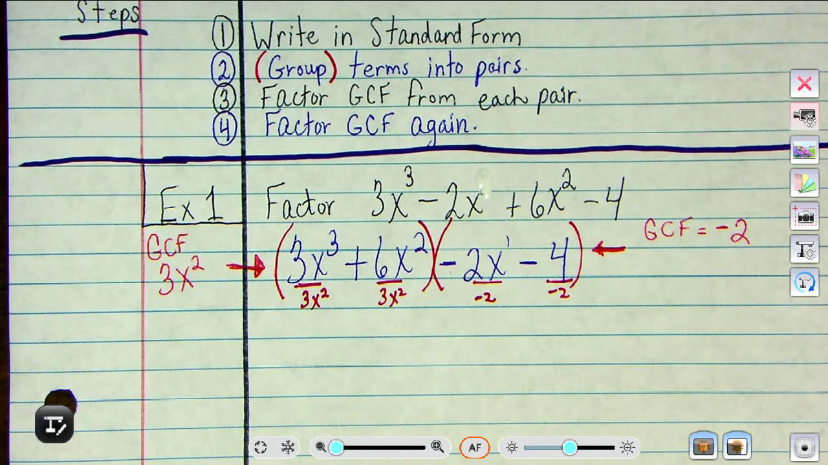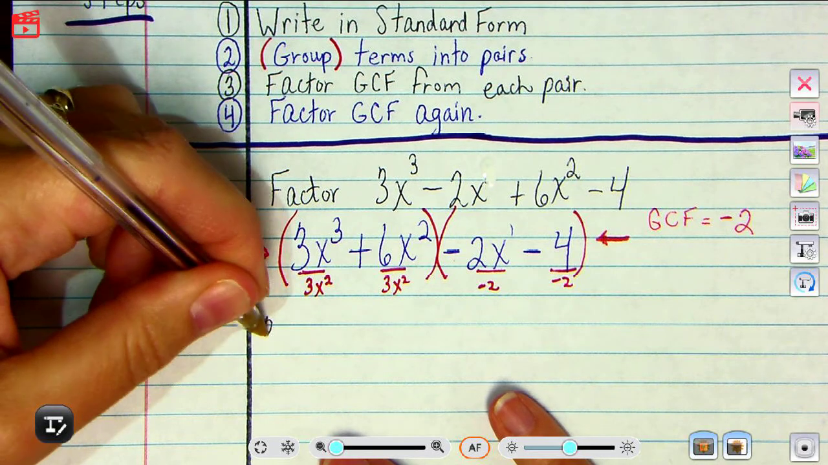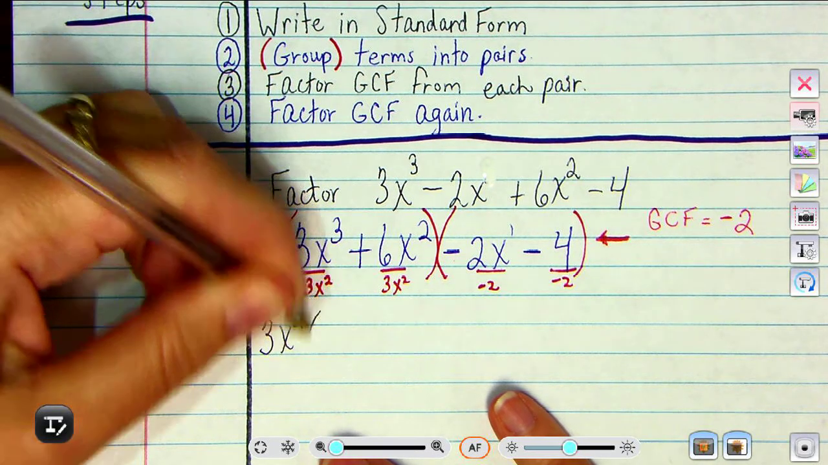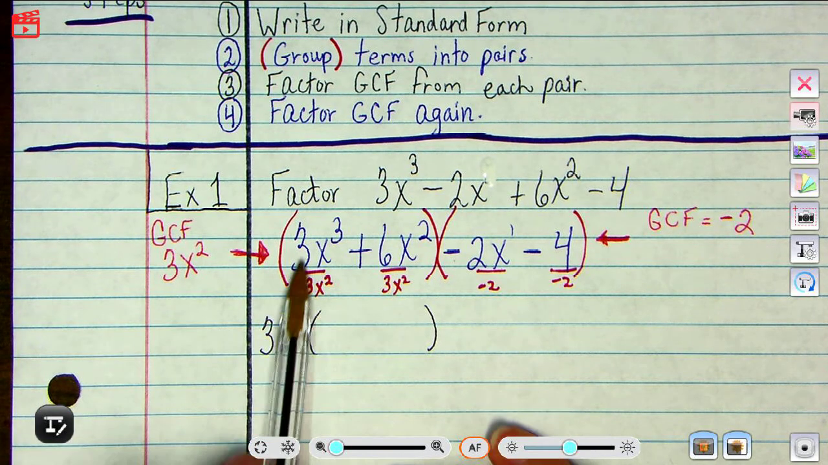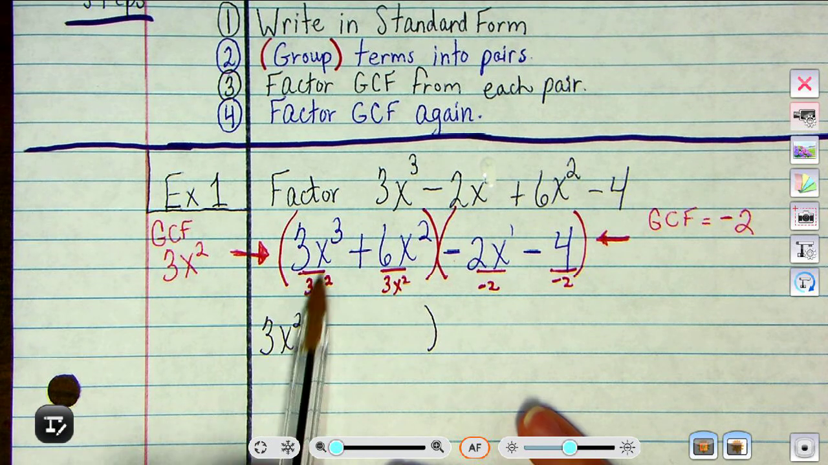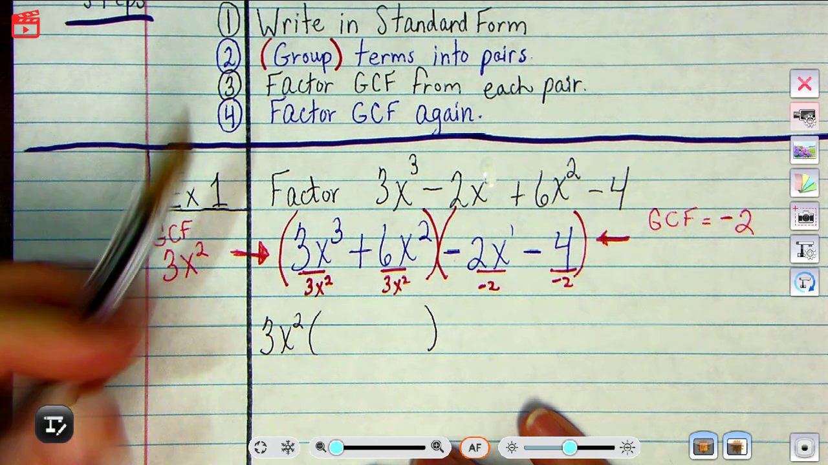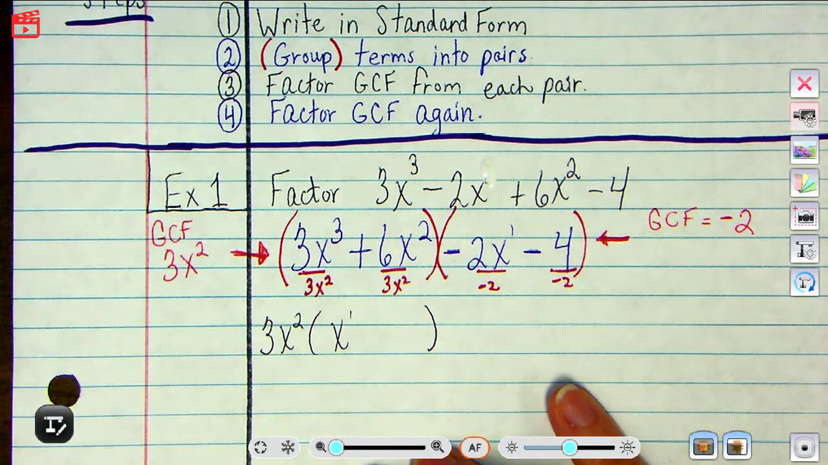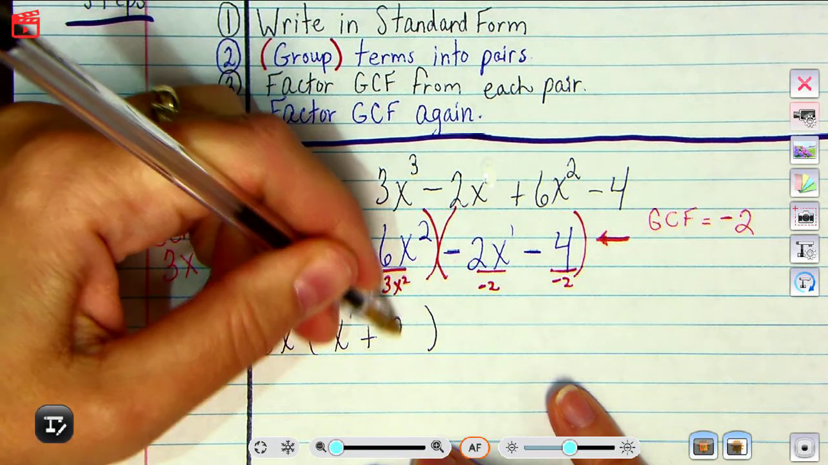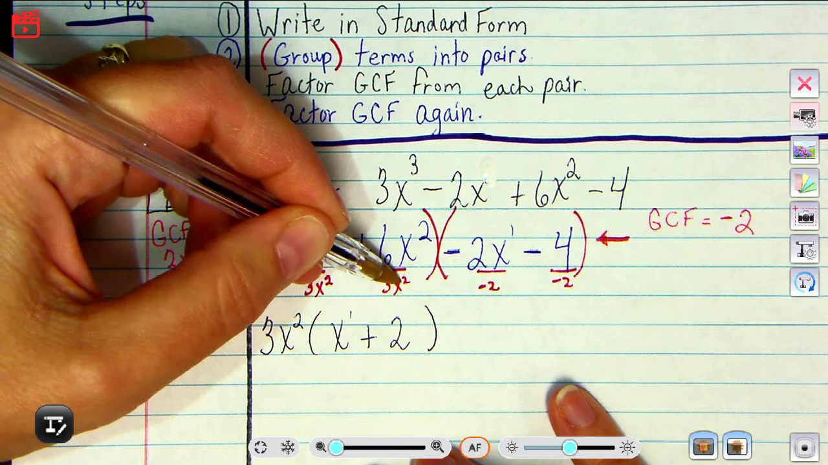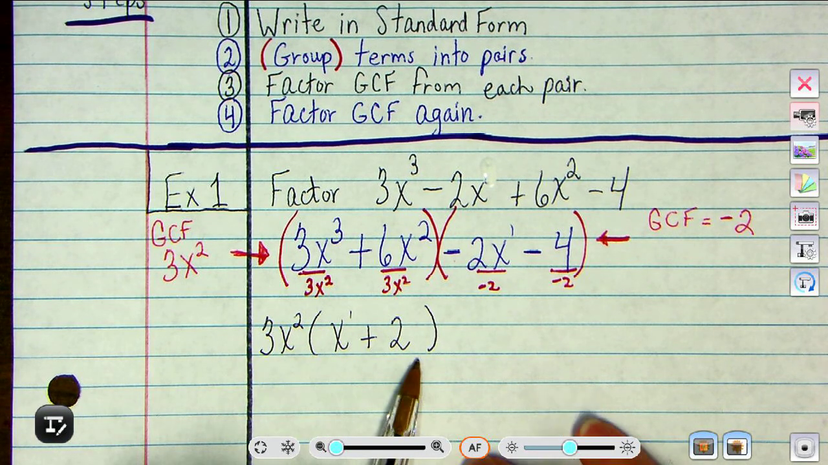All right, so when I factor out that greatest common factor, let's write it in front. So I've got 3x squared, and then if I divide each of these by 3x squared, what will I have here? Well, let's see, 3's cancel. X to the third divided by x squared. Subtract those exponents, and you have x to the first power plus 6 divided by 3 is 2. X squared over x squared cancels out. So it's just 3x squared in front of x plus 2.